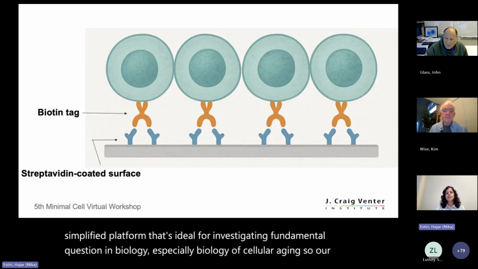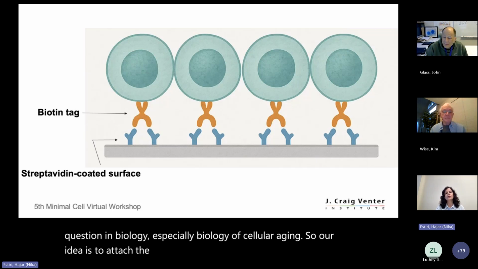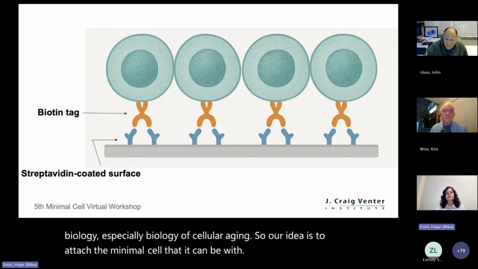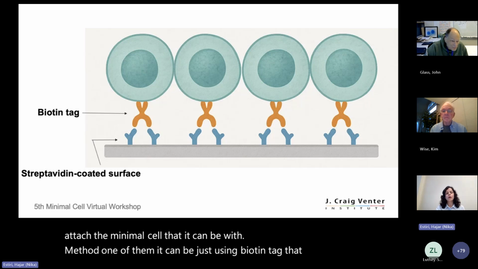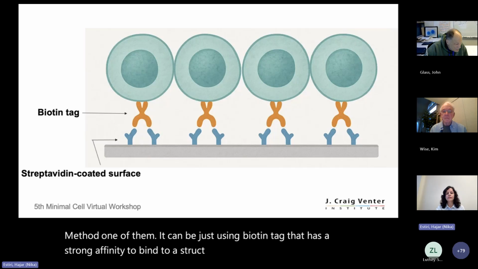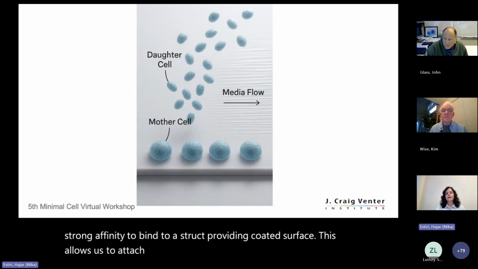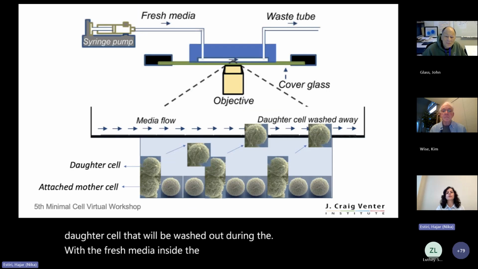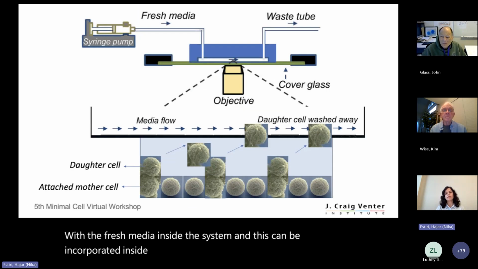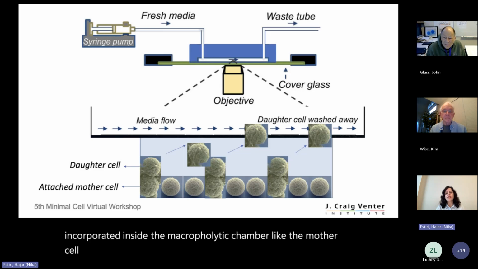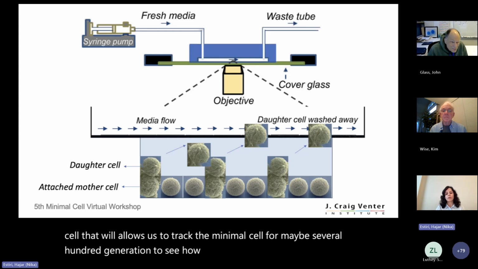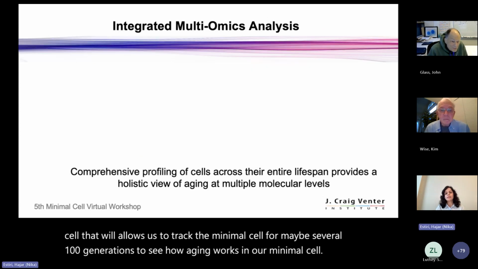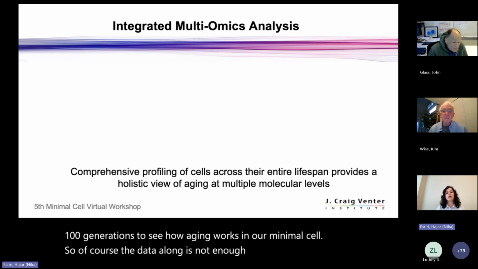So our idea is to attach the minimal cell, which can be done with several methods. One of them is just using a biotin tag that has a strong affinity to bind to a streptavidin-coated surface. This allows us to attach the mother cell and separate it from the daughter cell, which will be washed out with fresh media inside the system. This can be incorporated inside a microfluidic chamber like the mother machine, which will allow us to track the minimal cell for maybe several hundred generations to see how aging works in our minimal cell. So, of course, the data alone is not enough. We need to integrate multi-omics.